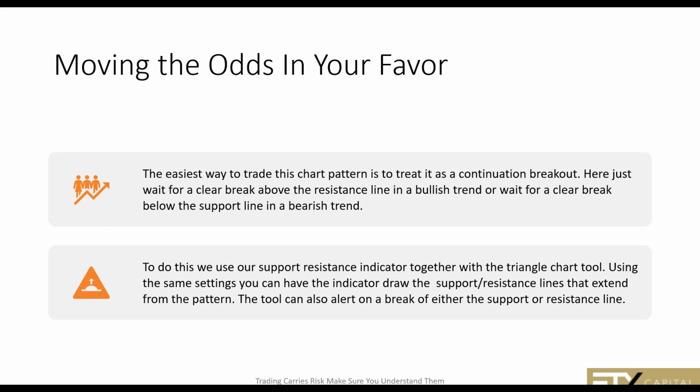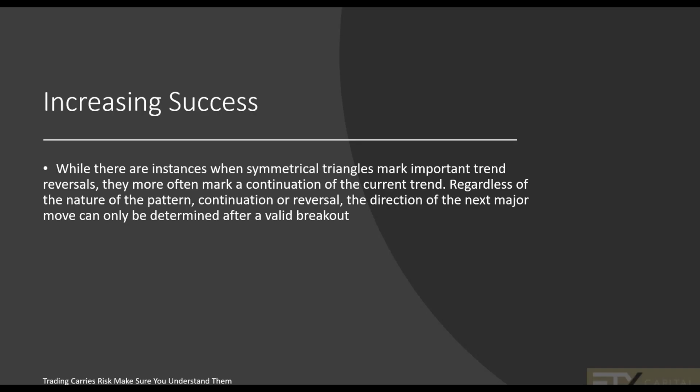Using the same settings, you can have an indicator draw support and resistance levels that extend from the pattern. The tool can also alert on a break in either support or direction. Okay. Volume is your key tool here, and also support and resistance lines that you've already drawn on your chart from either pivot points, Fibonacci levels, or eyeballing support and resistance, because that will also help you determine how far your break is.